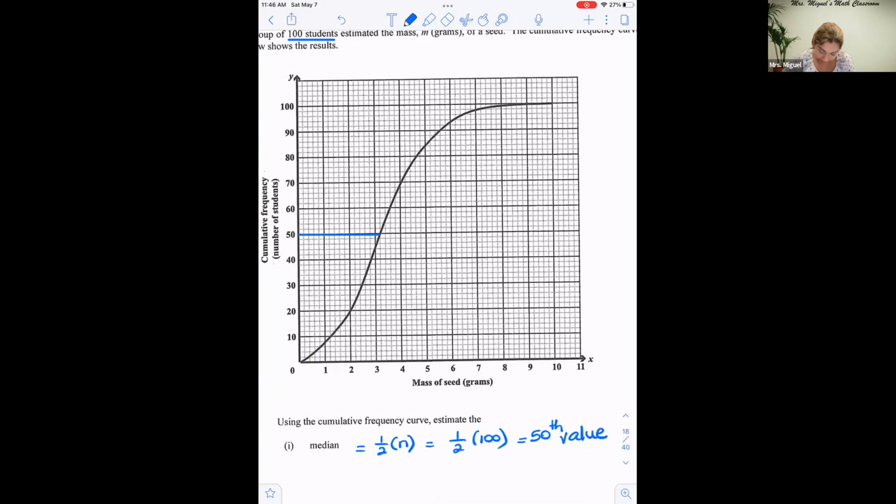This is 0.2, 0.4, 0.6, 0.8. So each small block represents 0.2.